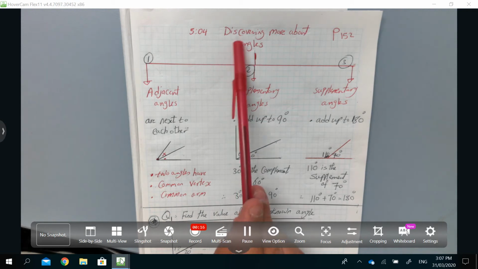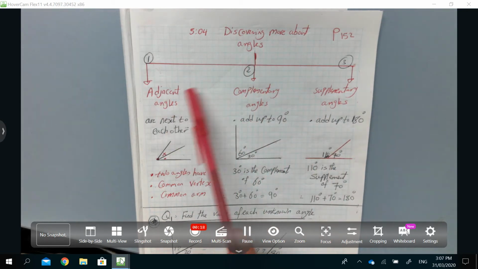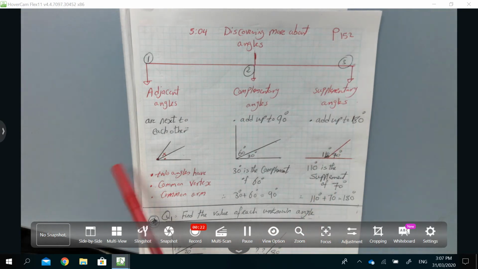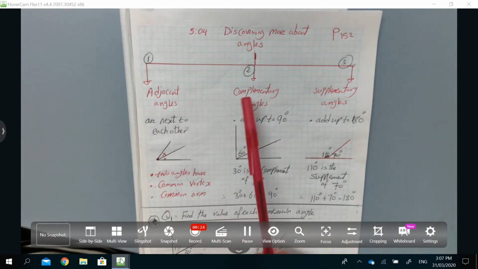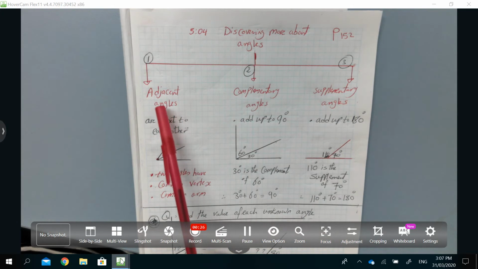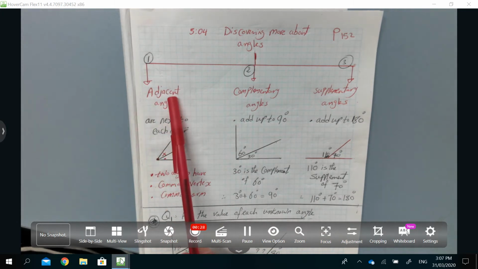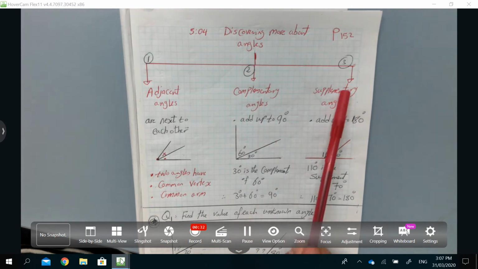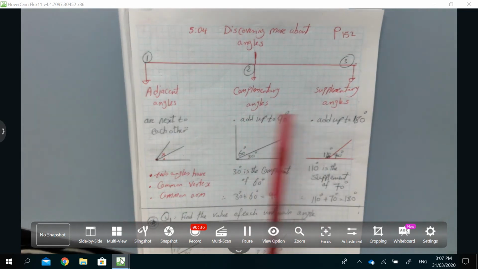The topic is talking about different types of angles. We name it Discovering More About Angles. It's page 152. Here we have three different types of angles. The first one we name adjacent angles. The second one we name complementary angles. The third one we name supplementary angles. Now, what is the main difference between them?